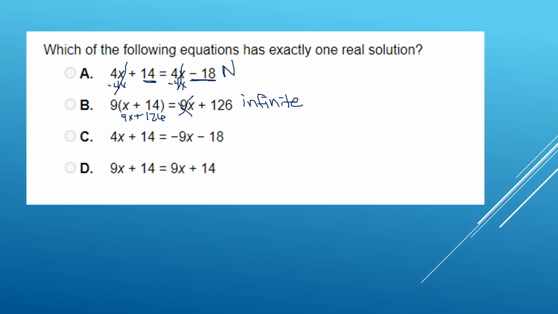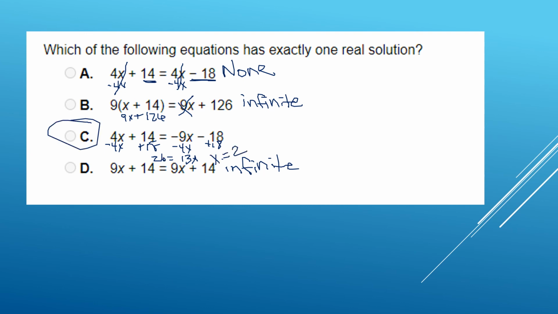This one had none. Okay, then we've got, oh, look down here on the bottom. 9x plus 14 equals 9x plus 14. Well, we know that can't work. That's infinite because they're the exact same on both sides. And let's check the last one, letter C. You subtract 4x from both sides. You get 13x. And go ahead and add 18. And you do get x equals 2. So C would be your answer there.